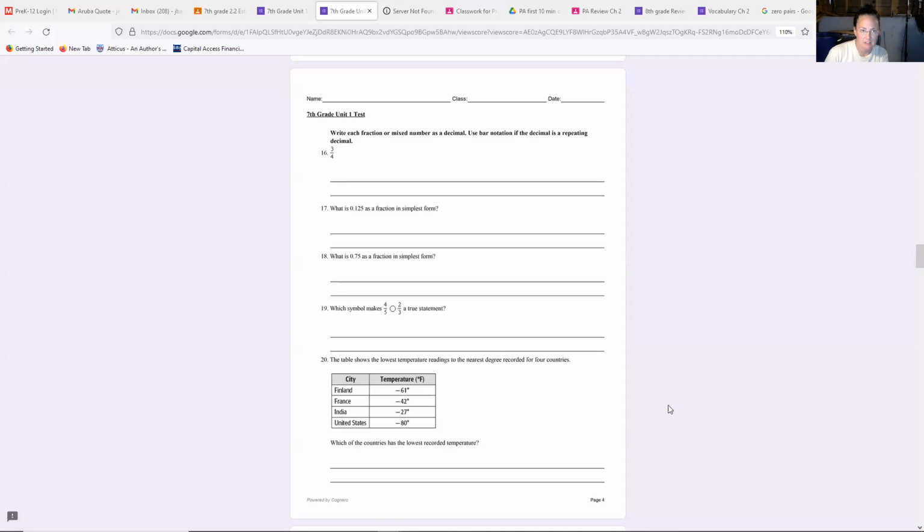Number 16 is where I'm at. It says write each fraction or mixed number as a decimal. Use bar notation if the decimal is a repeating decimal. So 3/4, you put in your calculator.